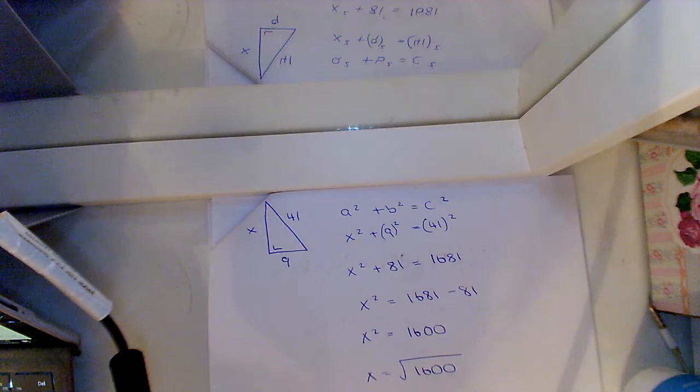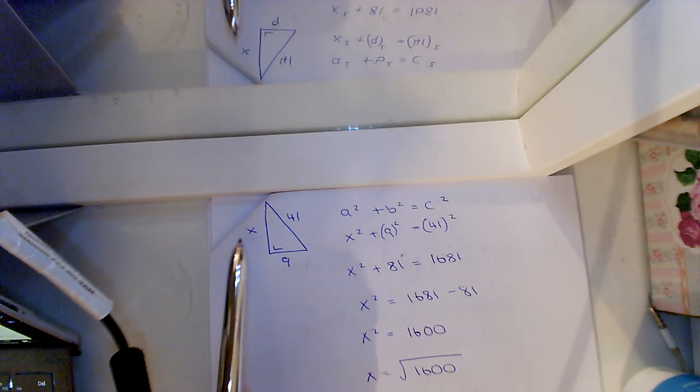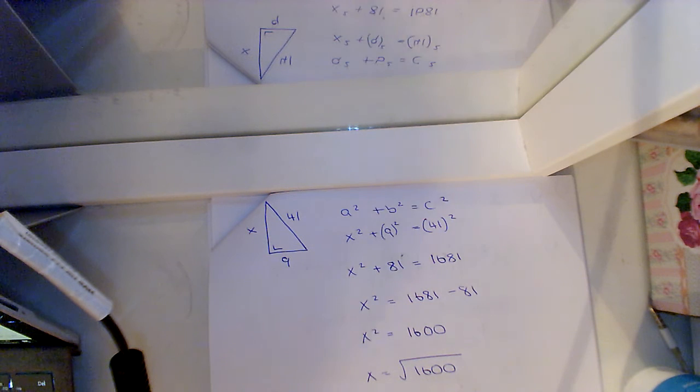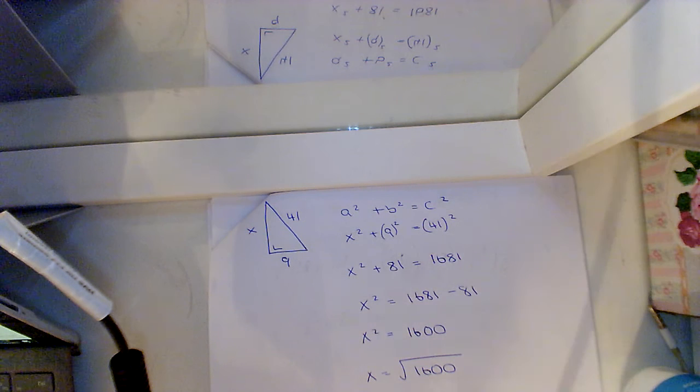Okay, so to get my volume, I need to know my height. So now I'm actually going to go off and find the height. So I know my radius is 9, my slant height is 41, and I'm able to use that to find my height. So I have a right angle triangle, so I'm going to use Pythagoras' theorem. So I have a squared plus b squared is equal to c squared. A is x to be squared plus my b is 9 to be squared is equal to 41 to be squared. So I have x squared plus 81 is equal to 1681.